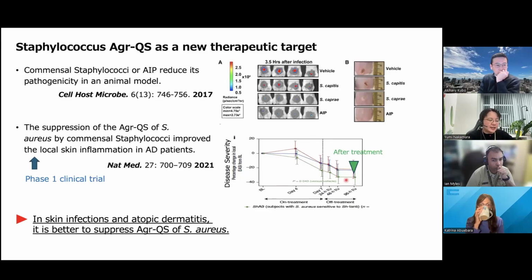To date, unfortunately, this approach has not shown clear efficacy in larger, well-controlled clinical studies, and this kind of therapy still needs to be improved, I think, but the negative regulation of AGR quorum sensing is a promising therapeutic target of Staph aureus-induced skin diseases.